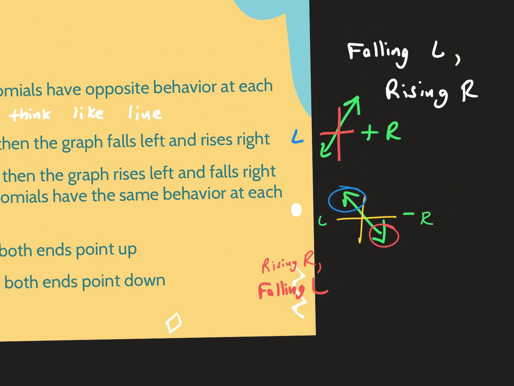So if your highest exponent is odd, 3, 5, 7, 9, whatever, you think like a line. If it's a positive line, it slopes upwards. Negative line slopes downwards. So you think about what the directions of those arrows are.